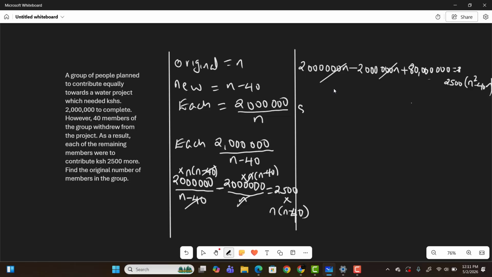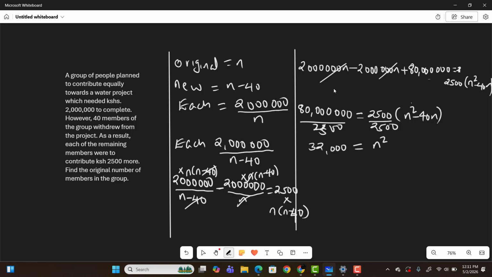On the left hand side, we are going to have only 80 million is equivalent to 2,500 multiplied by n squared minus 40n. Divide both sides by 2,500. We're going to have 32,000 on the left hand side equals n squared minus 40n. We can take positive 32,000 to the other side of the equation. We'll have n squared minus 40n minus 32,000 equals 0. We formed a quadratic equation, therefore we need to get the value of n.